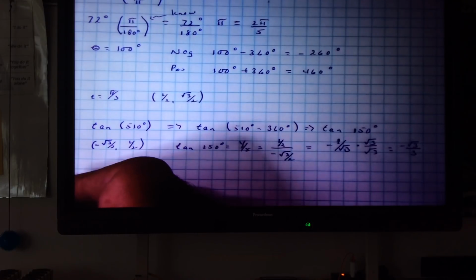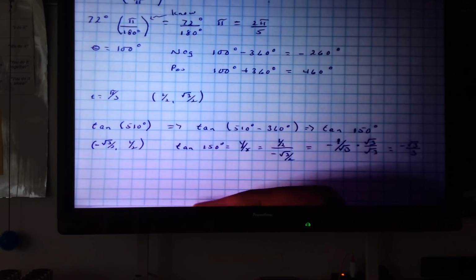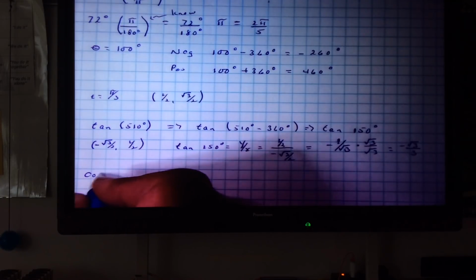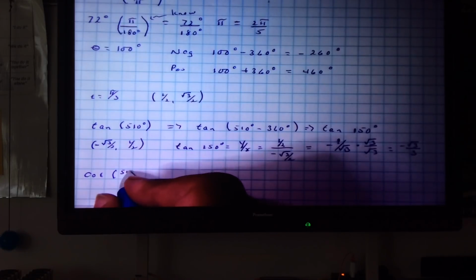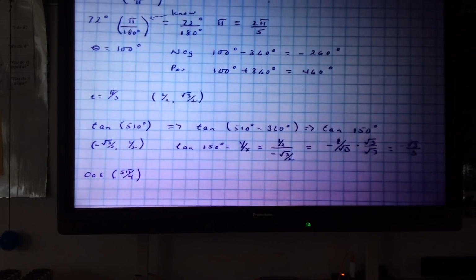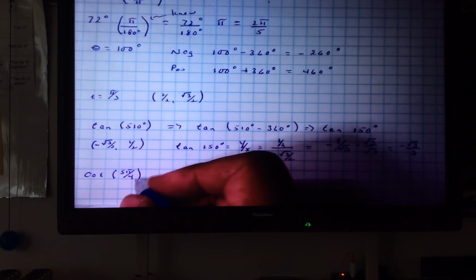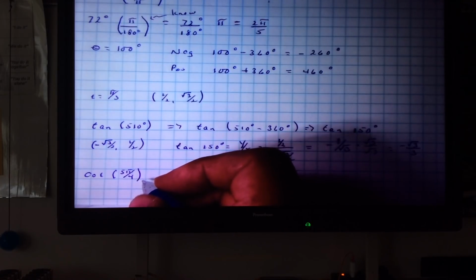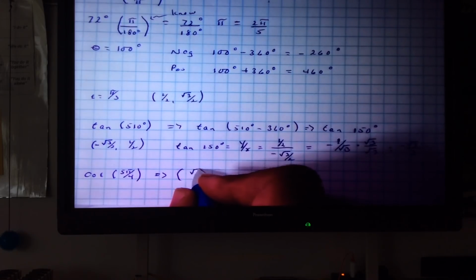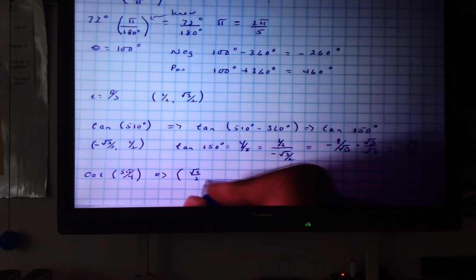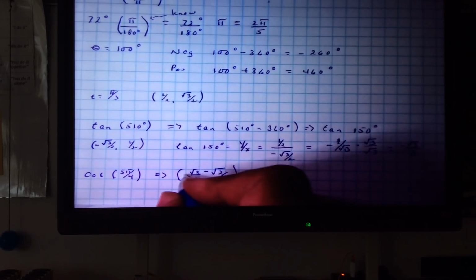Number 6. We want the exact value of the cotangent of 5 pi over 4. Now, 5 pi over 4 is going to put us in the third quadrant. Now, anytime you've got a number divided by 4 here, the values are going to be the same for x and y. So this is going to be the square root of 2 over 2, square root of 2 over 2. And in the third quadrant, both of these are negative.